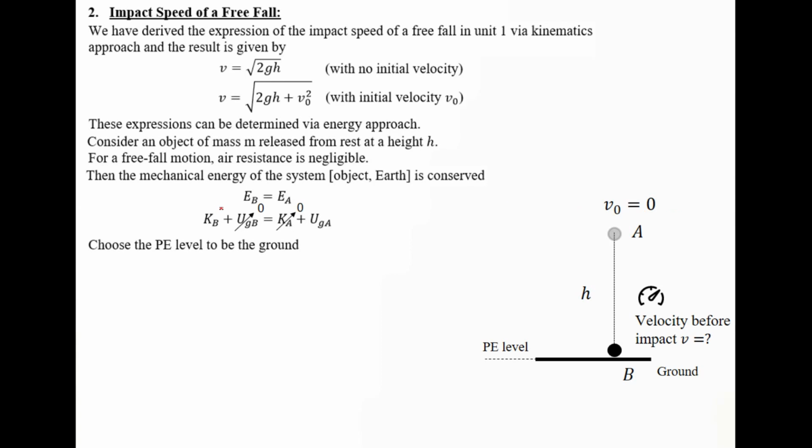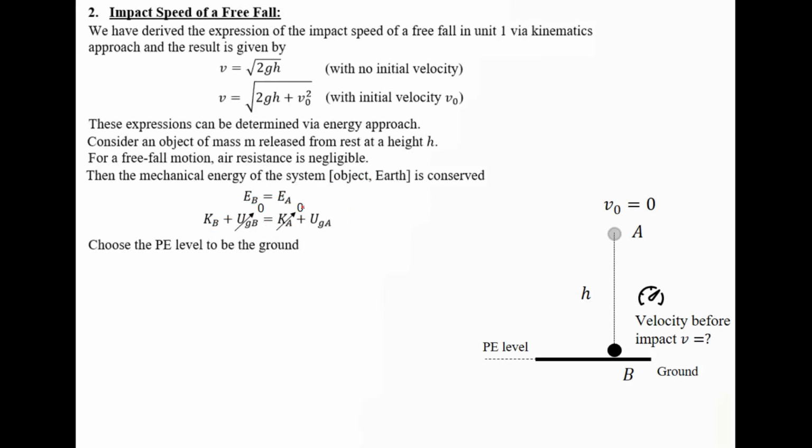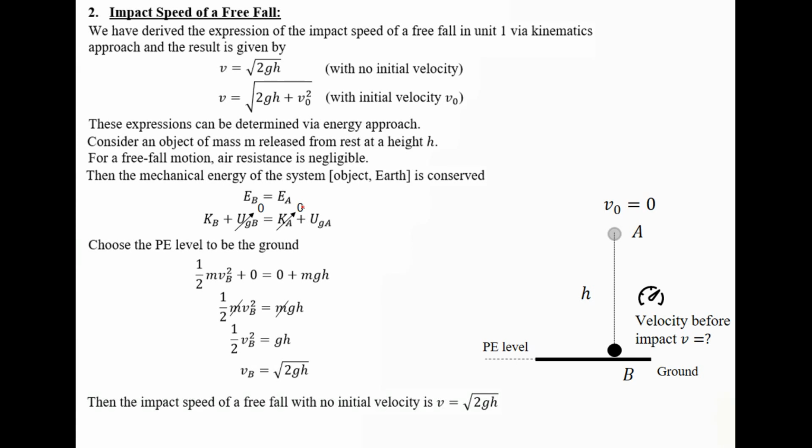Now as you can notice from this equation, the gravitational potential energy will be transformed into kinetic energy without any loss because we don't have frictional forces, which means half mv squared is equal to mgh. The m's cancel, which means that v is given by radical of gh. Then the impact speed of a free fall with no initial velocity is given by radical of gh, which is exactly the same result that we have determined in Unit 1.